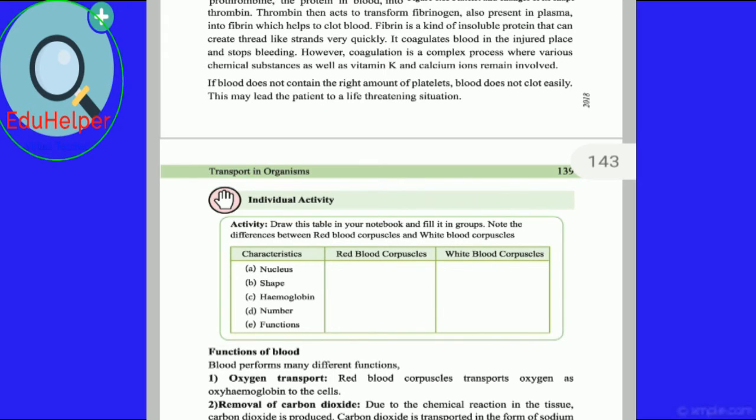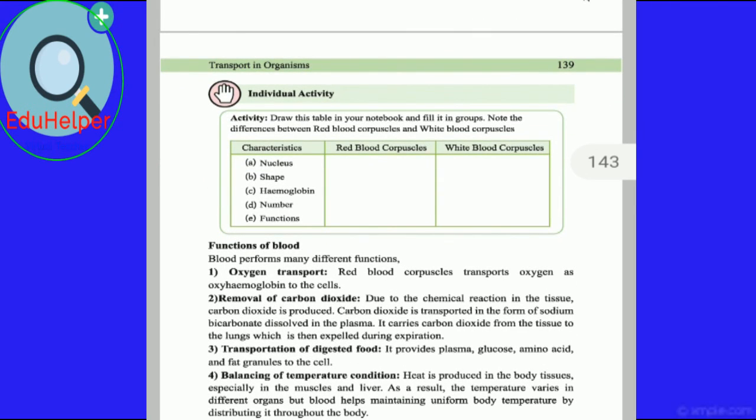Okay, so finally there is an activity. I hope you will complete it at home, and you can submit through the YouTube comments box or Messenger or Facebook. No problem at all. Draw this table in your notebook and fill it in groups. Note the difference between red blood corpuscles and white blood corpuscles. There are 5 characteristics, and you should write for red blood corpuscles and white blood corpuscles. What are the differences among them?